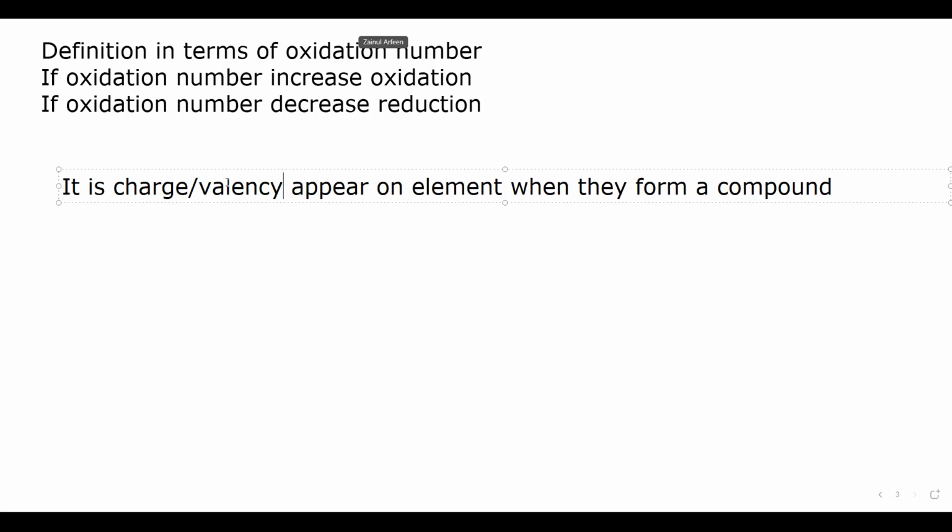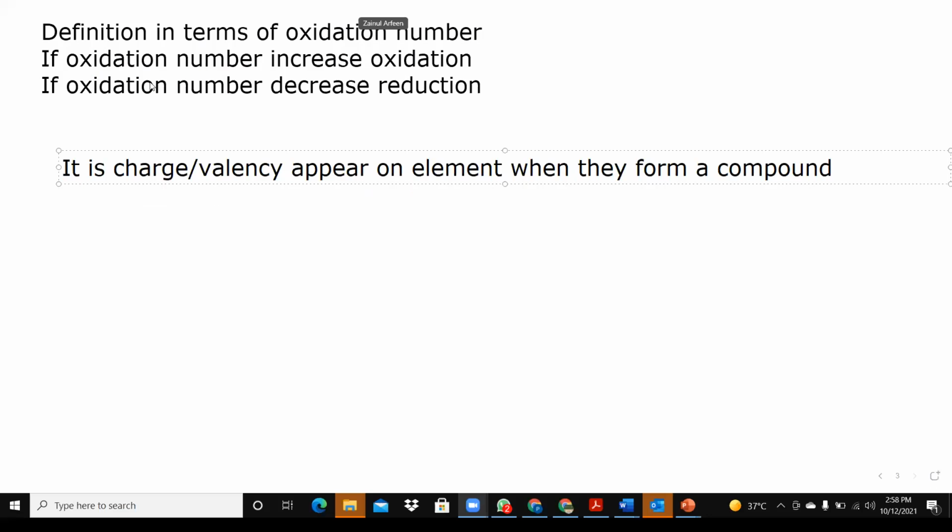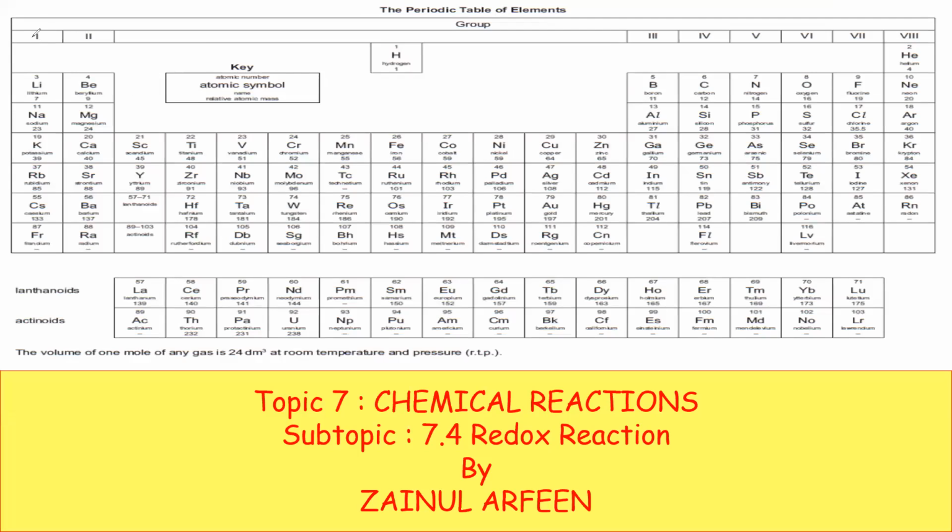Group 1 valency +1, group 2 +2, group 3 +3, and so on. So this is the periodic table. If we have an element from group 1, we call that +1 valency, group 2 +2, group 3 will be +3, group 4 is -4, -3, -2, -1, and 0. So these are the charges which appear on the element. We call them valency, or also known as oxidation number. So how can we work out whether the change is oxidation or a reduction?